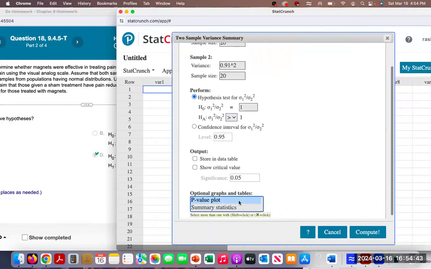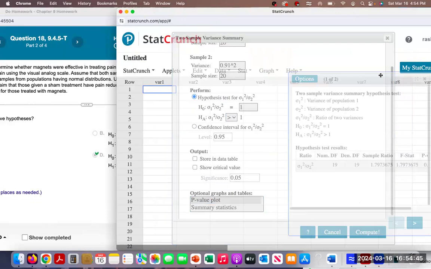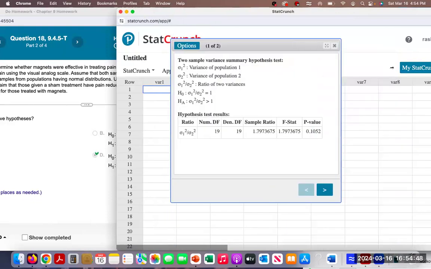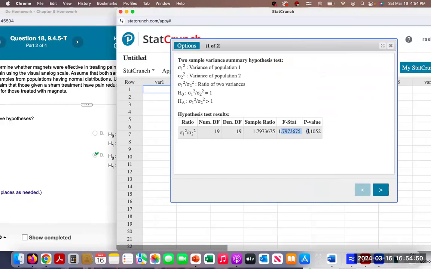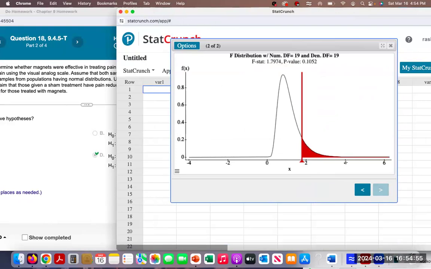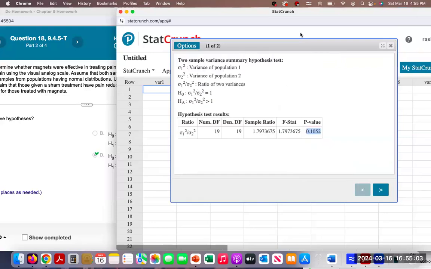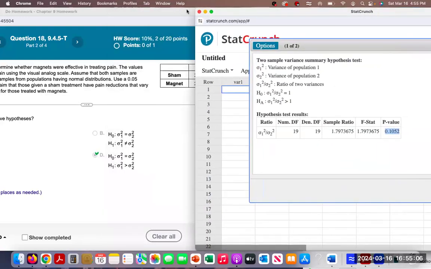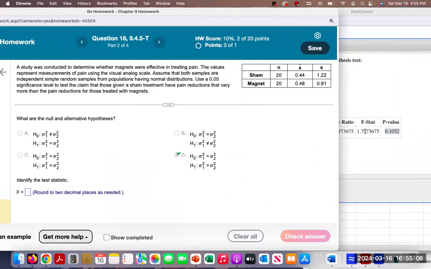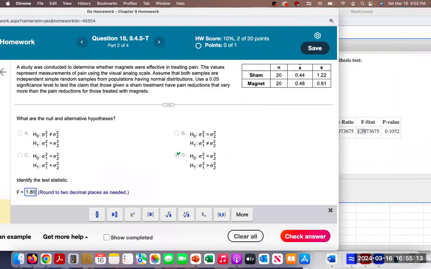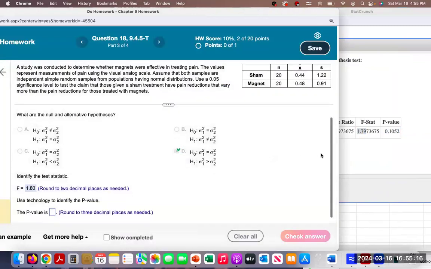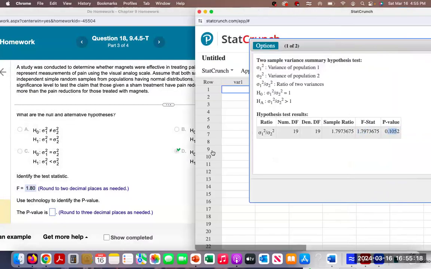Okay, we can also see the p-value plot. So here we have a 2 sample variance. This is our test statistic or F stats. And here's the p-value, the right tail test, where the right part of the graph is shaded. That's the p-value, and this is our test statistic. So the test statistic rounded to 2 decimal places is going to be 1.80. And the p-value rounded to 3 decimal places is 0.105.